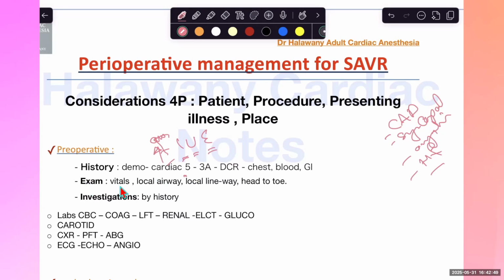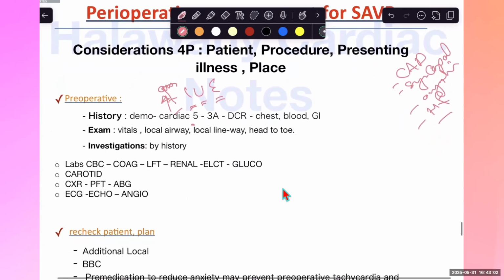Now I also examine his vitals. Is the patient hypertensive or hypotensive? Patient airway, is it fine or not? And local line sites also. And examine him from head to toe. And you will go for investigations. Usually this patient will have the labs: CBC, coagulation profile, liver function test, renal function test, electrolytes and glucose. If the patient is old, you must have carotid ultrasound, chest X-ray, pulmonary function test if the patient has lung problem, and do ABGs, ECG, echo, and angio.